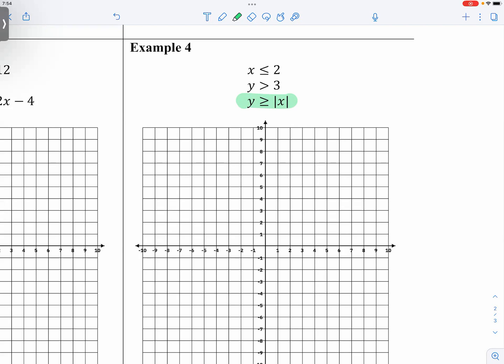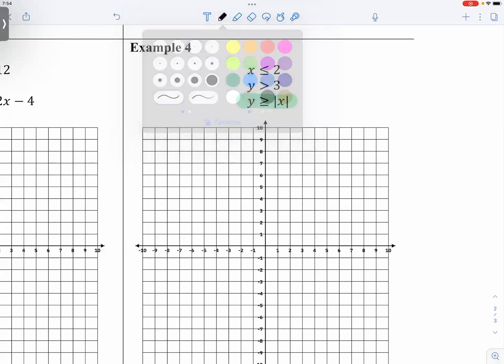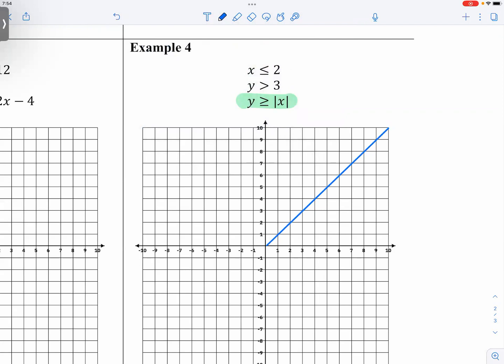Okay, on your paper. Do you still remember what it looks like? What does it resemble? Absolute value graph? Yes, a V shape, right? So it's greater than or equal to, so you can go ahead and use a solid line.